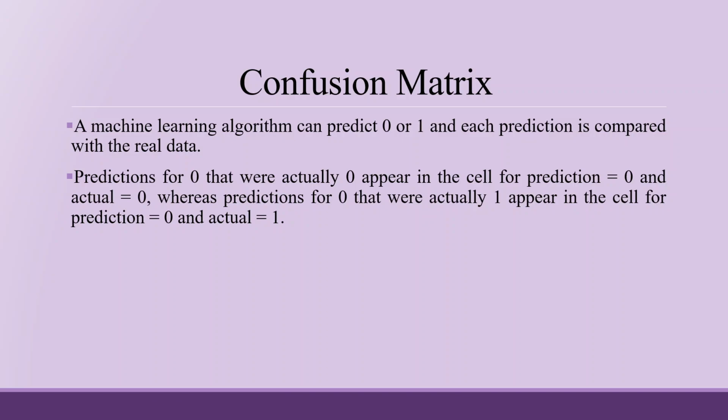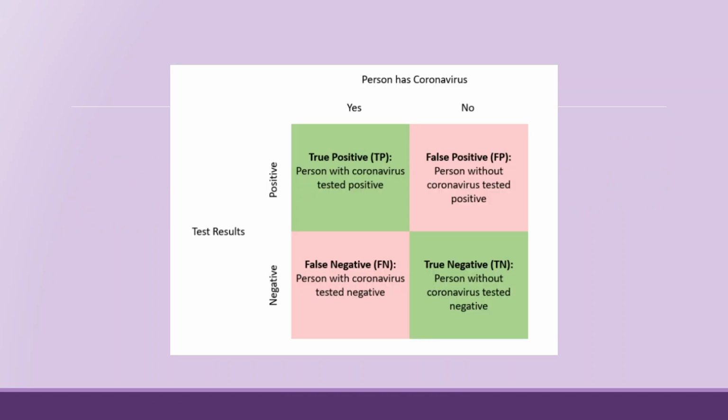Let me represent this by a very small example. Say, for example, we want to test whether a person is corona positive or not. So a person has the coronavirus and we are using a kit to test it. If the kit says that the person is positive and in actual also the person is positive, then we will say that it is a true positive. Person with coronavirus tested positive. Now the test results say the person is not COVID positive and the test results also confirm the same thing. So it's a true negative. Person without coronavirus tested negative.